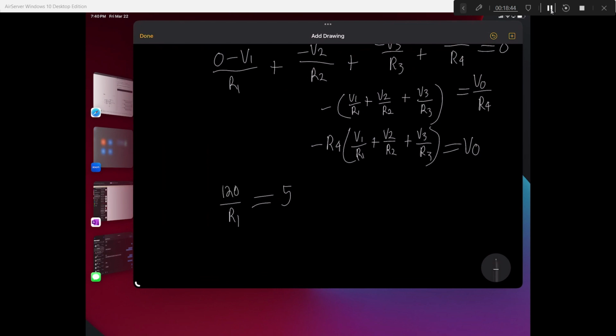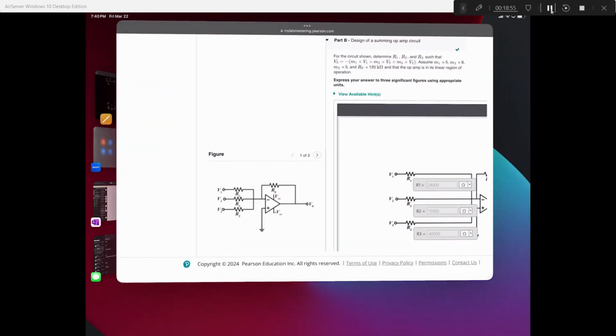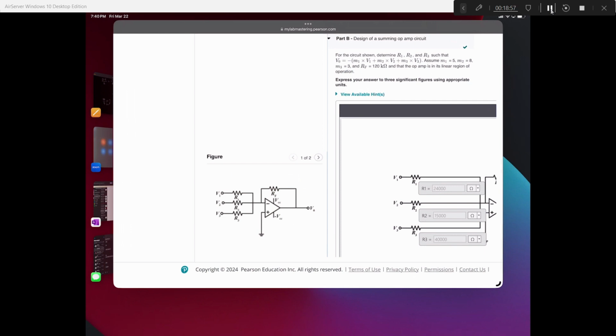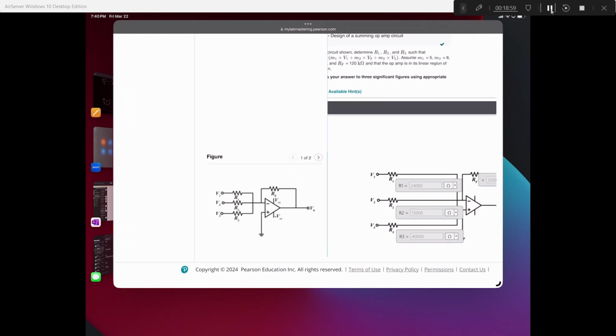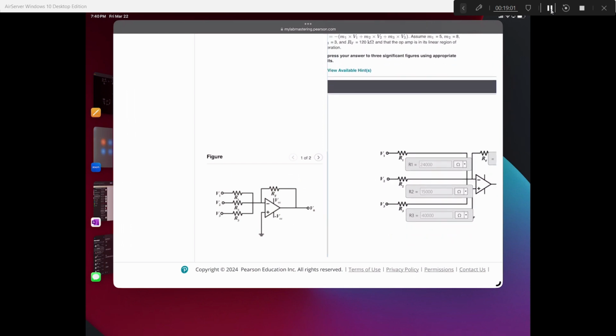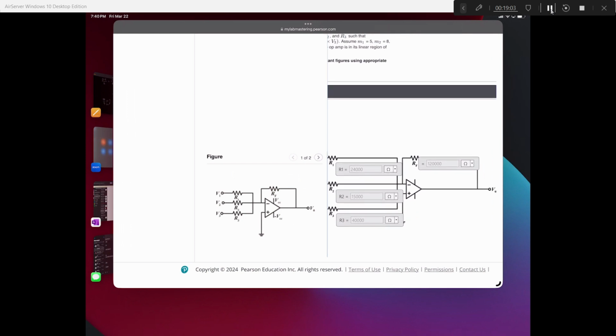Now let's swap these. And we get 120 divided by 5, which is equal to 24. So R1 is going to be 24,000 ohms, or 24 kilo ohms. And that's how we do all the rest of them.